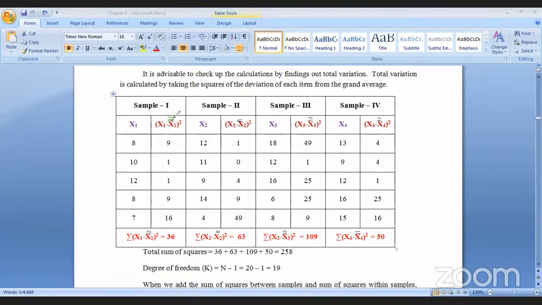8 minus 11. Yes, 8 minus 11, how much? Sultana? 3, sir. 3 square, 9. 10 minus 11, 1. 1 square, 1. Then 12 minus 11, that is 1. 1 square, 1.